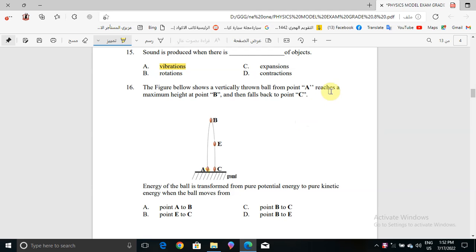Okay, it reaches a maximum height at point B, and then falls back to point C. Then the energy of the ball is transformed from pure potential energy to pure kinetic energy when the ball moves from where? It will be from B to C. That means the correct answer for question number 16 is choice C.